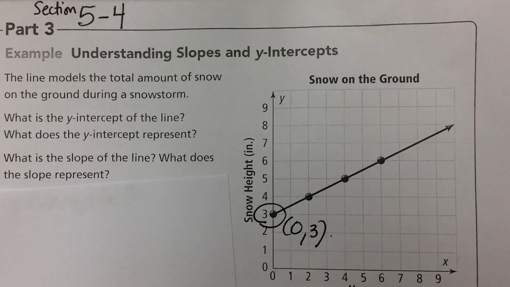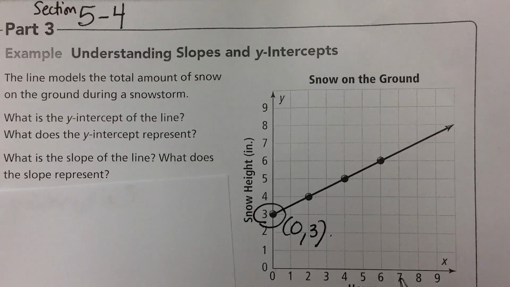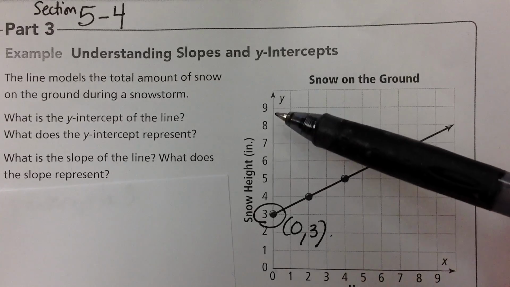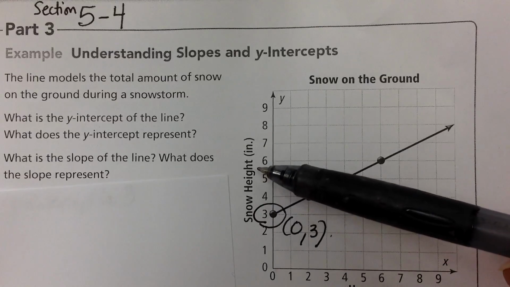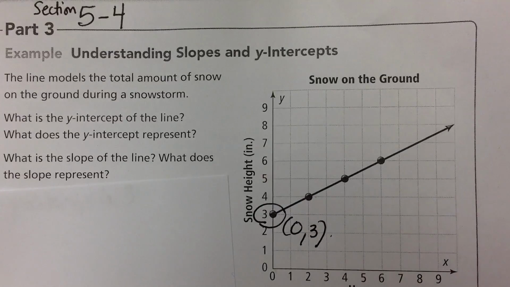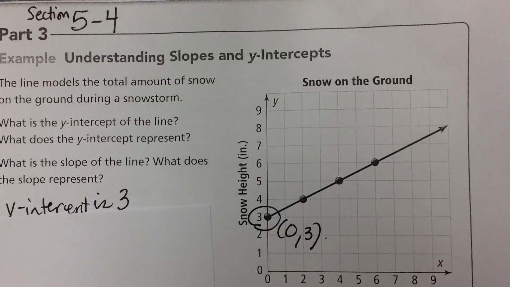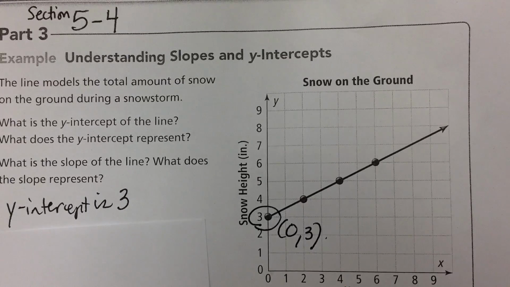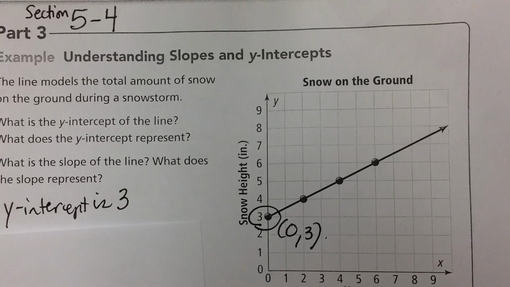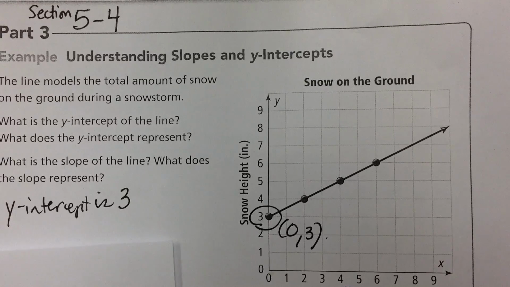The horizontal axis represents hours. The vertical axis represents the snow height in inches. So your y-intercept is 3. It's where the graph touches the y-axis.